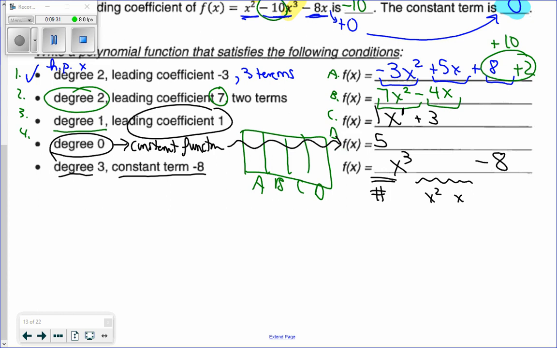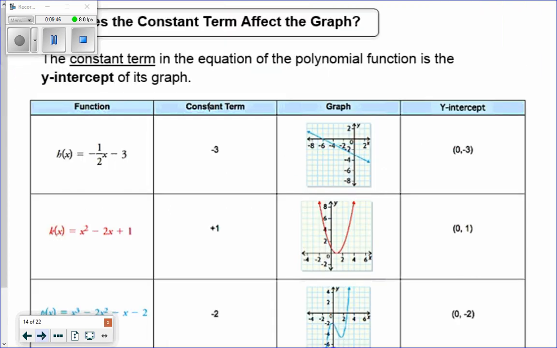Okay, so that was questions on the words degree, leading coefficient, number of terms, and constant term. You're okay with that? Okay, let's get into some patterns, because the patterns are ridiculously helpful when you're using your calculator to make sure that you've done it correctly.